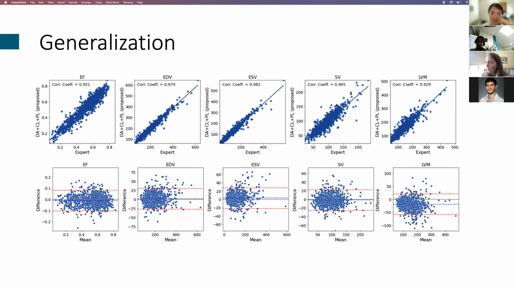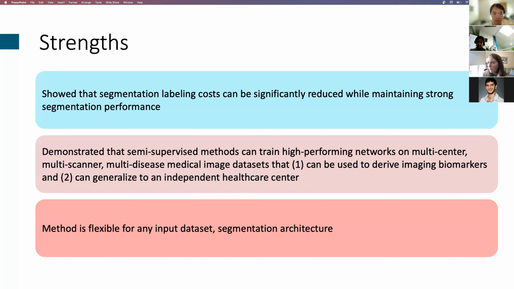Okay, one final note I'll make on this data set. An additional experiment we were running here was we wanted to make sure that the proposed method, even though it was only trained with a small number of labeled images, had some capacity to generalize. This data set was collected at a different healthcare center than the data sets that supply the training data. So it's reassuring to see that we do see similar correlation coefficients and Bland-Altman plots for this generalization data set. We went over the error modes.